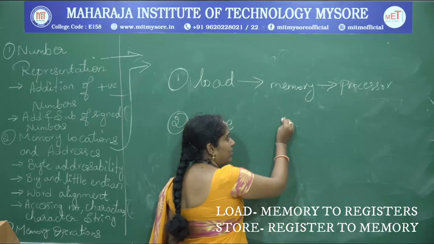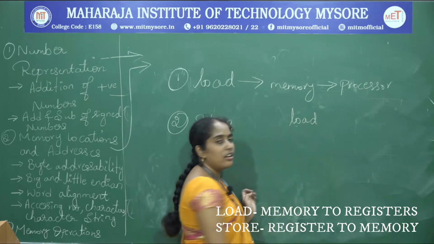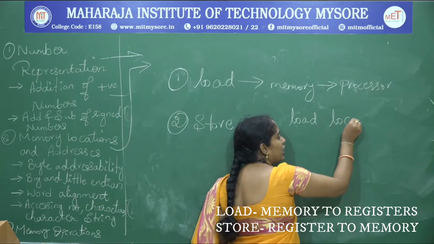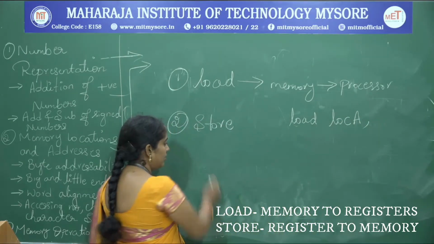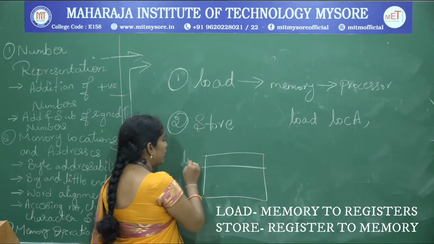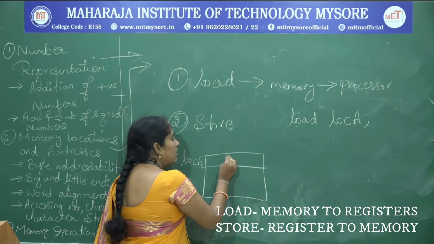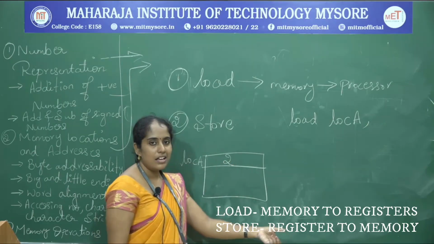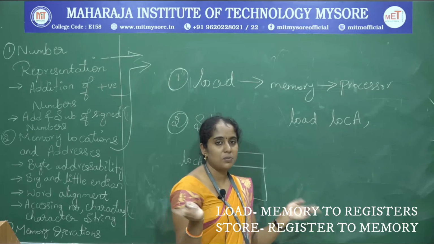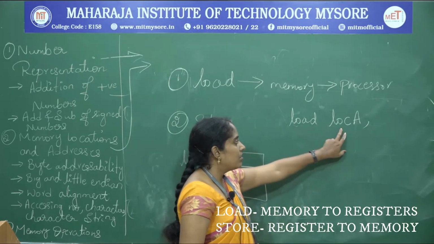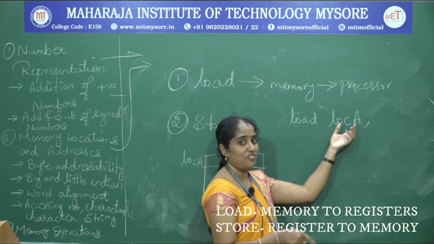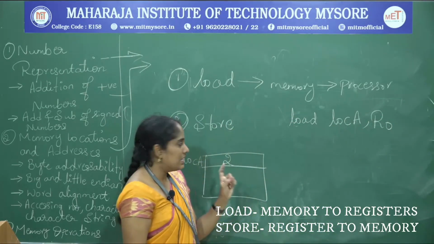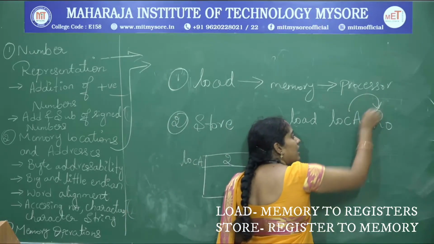So for example, load: here first you need to take the location address, location A. Say for example, this is your memory and this is location A. It contains, for example, 2. You need to add 2 numbers. So for the arithmetic operation you need to store this 2 into the register. The register is present inside the processor. So here the data travels from memory to processor, location A to R0. So the value 2 will be stored in the register R0.